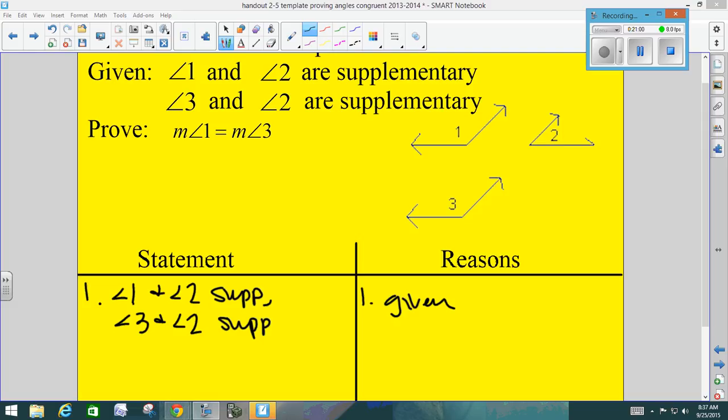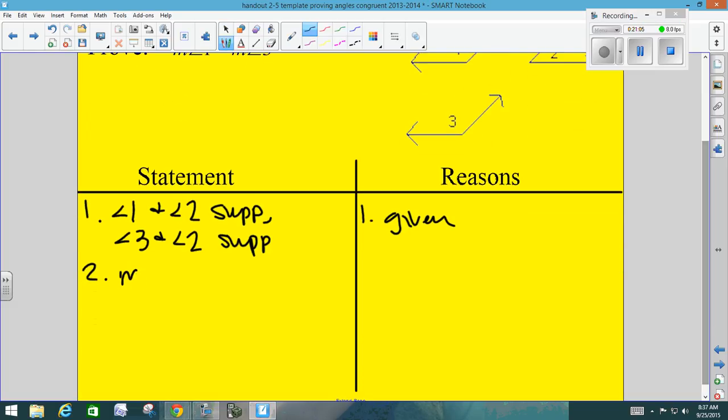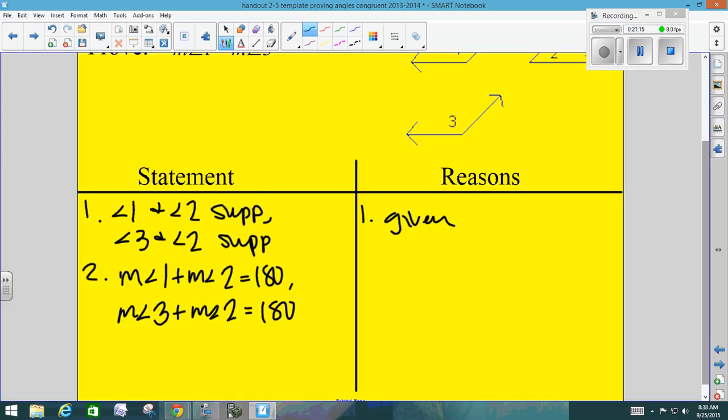Okay? So on step 2, we're going to write the measure of angle 1 plus the measure of angle 2 equals 180, the measure of angle 3 plus the measure of angle 2 equals 180. And how did we know that they had to add up to 180? Yes, bless you. Because they're supplementary. So for our reason, definition of supplementary angles. They tell me in the given that they're supplementary. To be supplementary means two angles that add up to 180.